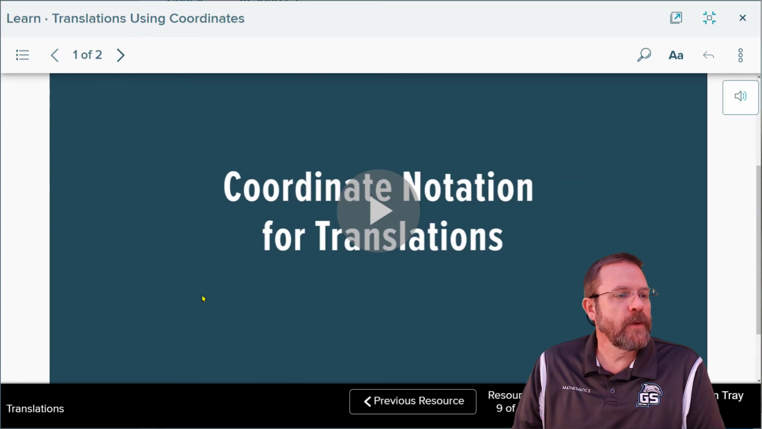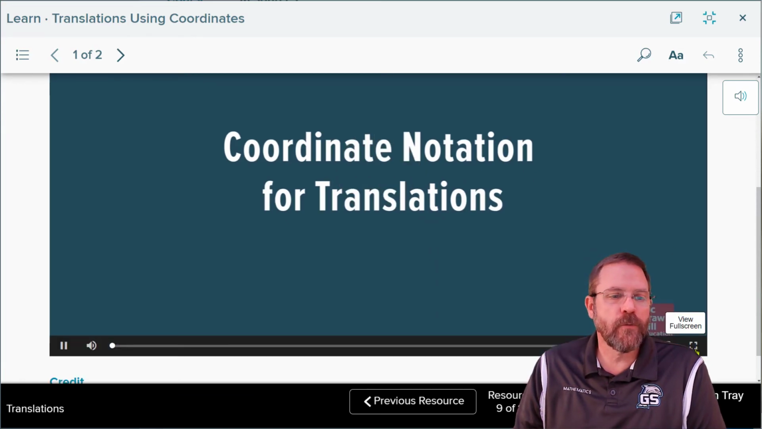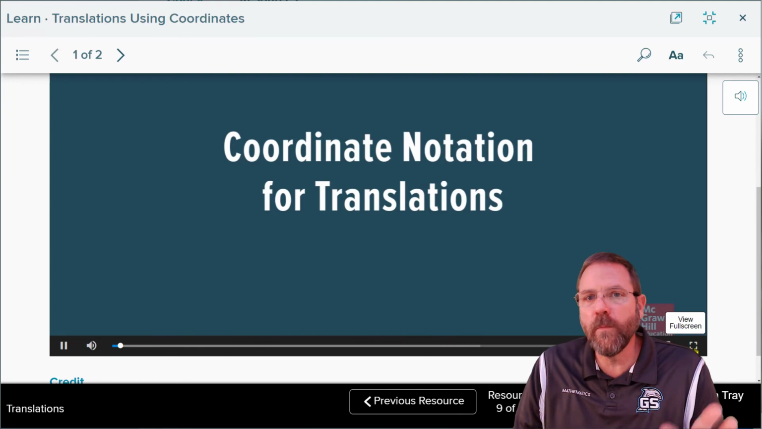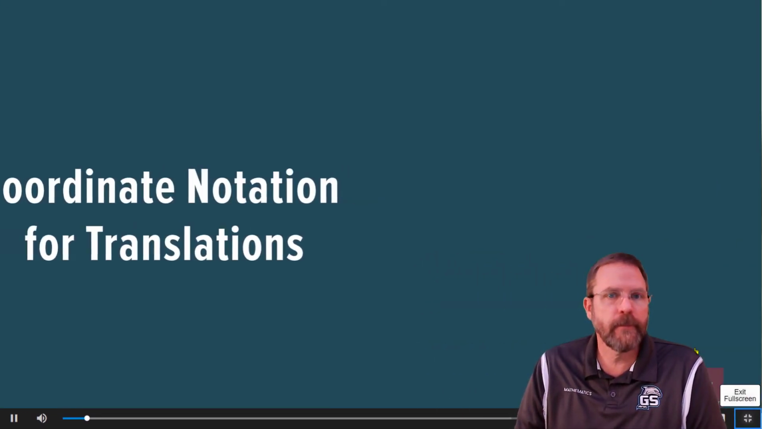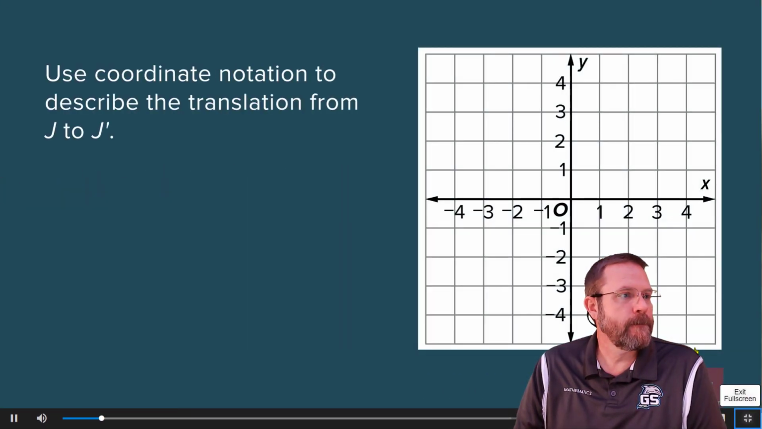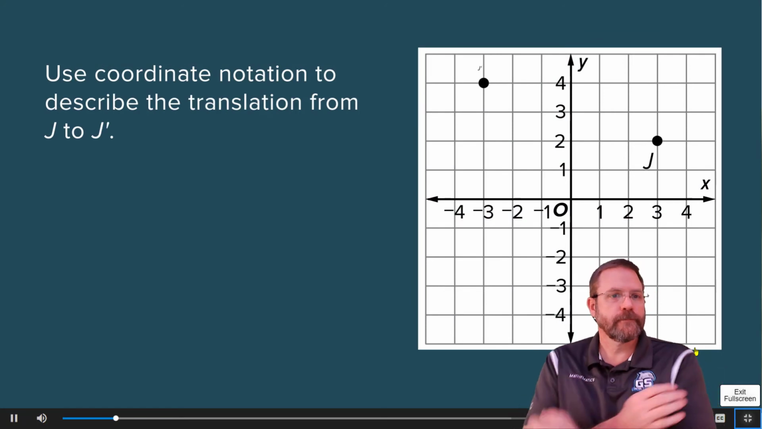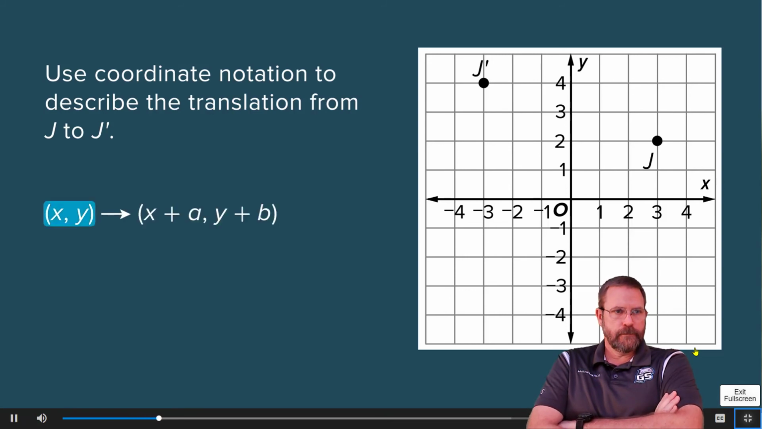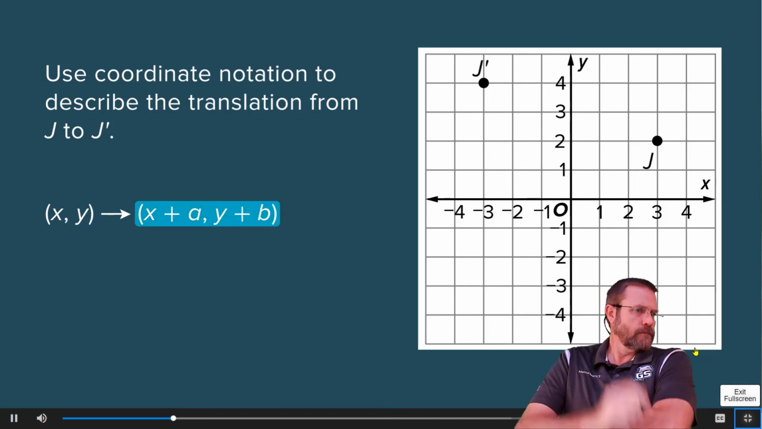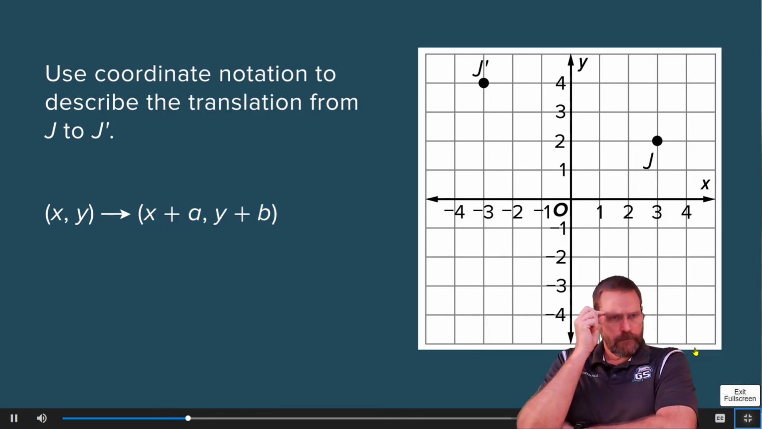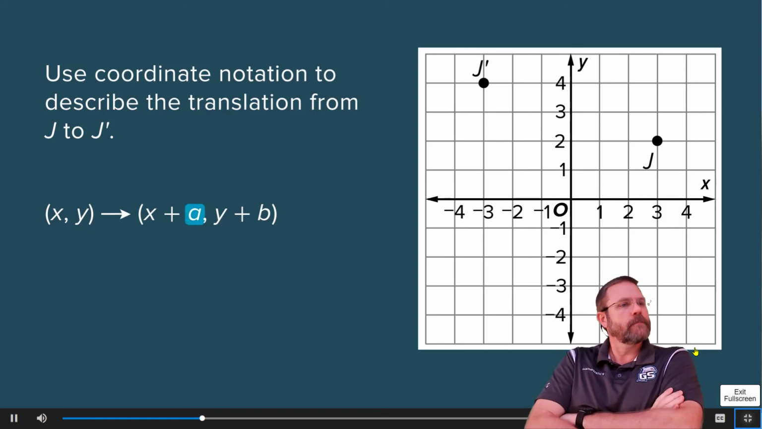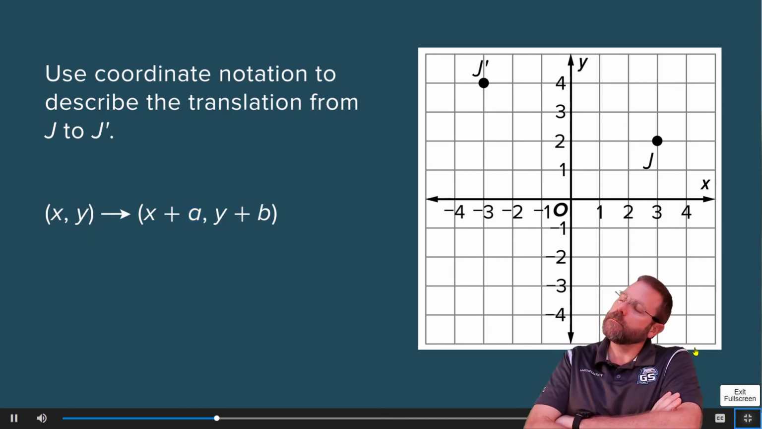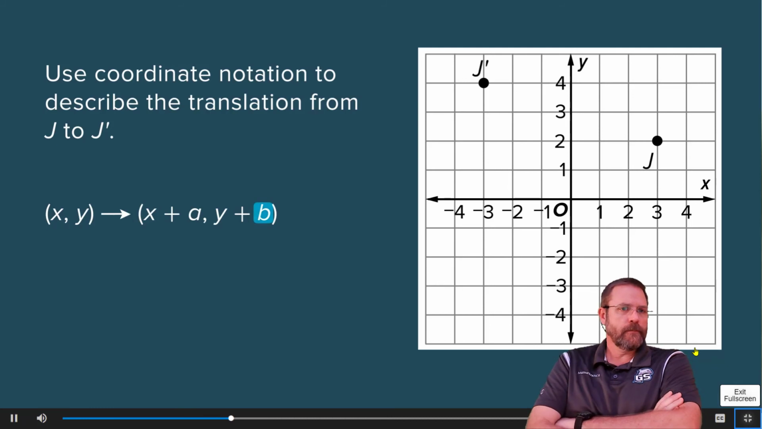Alright, let's take a look at this next video about coordinate notation for translations, and this is the whole point of that entire exercise right here. You can use coordinate notation to describe the translation from point J to point J prime. The general form for coordinate notation for translations shows that a point x, y is translated to point x plus a, y plus b. The value of a tells how many units the pre-image is translated left or right, and the value of b tells how many units the pre-image is translated up or down.